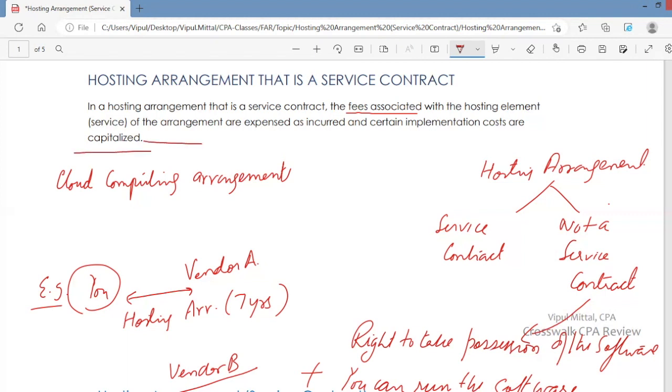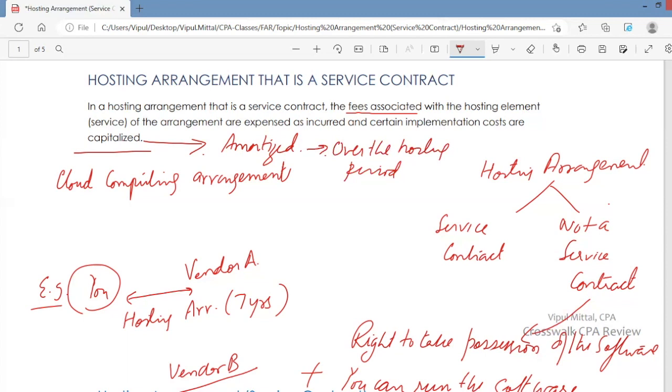Now, what about the costs that are capitalized? They are amortized over the hosting period. So if the period of the hosting arrangement is 7 years, you amortize this cost over the hosting period, that is 7 years. Whatever the term of the hosting arrangement is, if the term is 9 years, amortize the capitalized cost over that 9 year period.